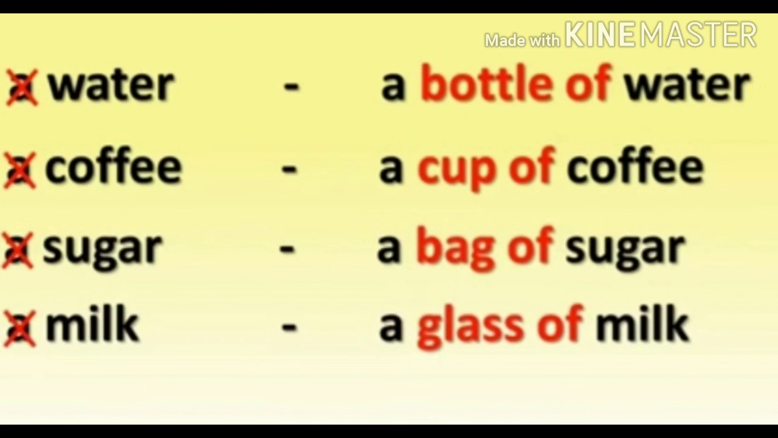So you understood countable nouns and uncountable nouns. The nouns we can count are countable nouns, and the nouns we cannot count are uncountable nouns. So children, you can learn this concept properly, and in the next class or next video I will give you more examples of the types of nouns.